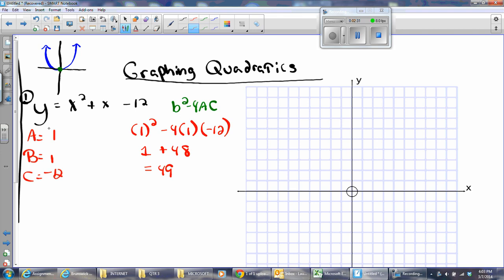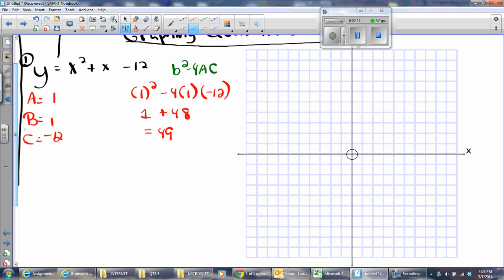So I'm going to proceed with the quadratic formula and figure out what the two solutions are. Now, if there had been no solution, I wouldn't waste my time going to the quadratic formula. I would just go to the vertex, which you don't know how to do yet, but that's okay. I'm going to show you.